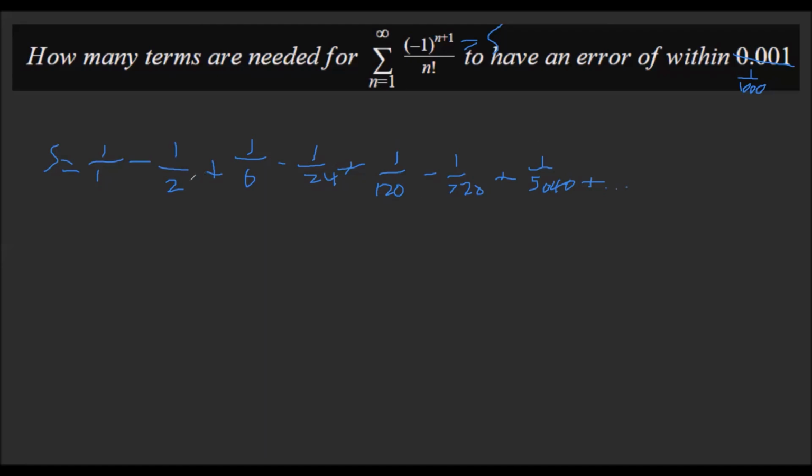So these first 6 terms allow for the 6 plus 1 term to be less than or equal to 0.001, meaning it's not that there are 7 terms needed to have an error within 1/1000. In fact, it's actually 6, and that is our final answer.